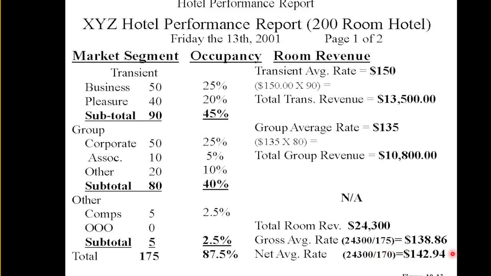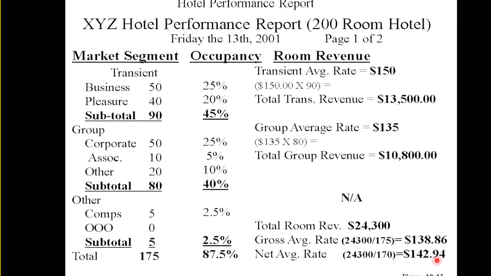$138.86. Then for the net average daily rate, 24,300 times 100, divided by 170. Where did you get the 170? From the group and transient. Okay, very good. So that is divided by 170, so total of $142.94. Okay? So why is that the net ADR is higher?